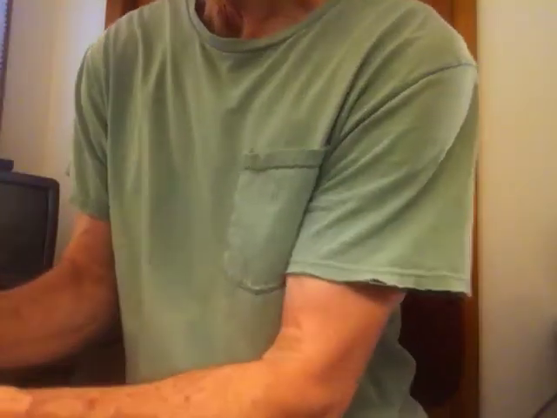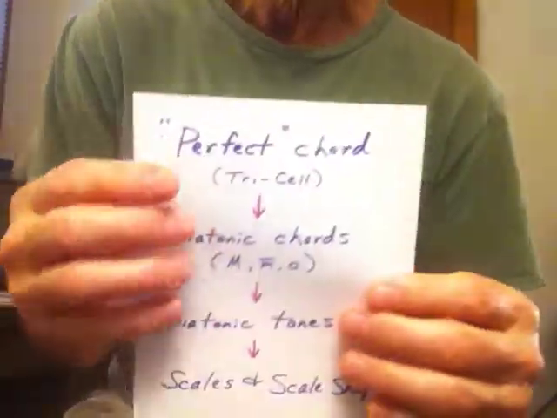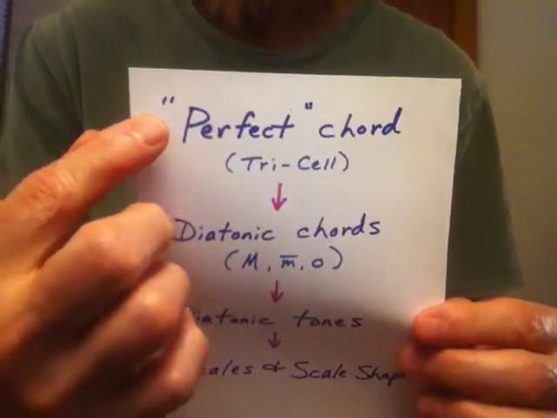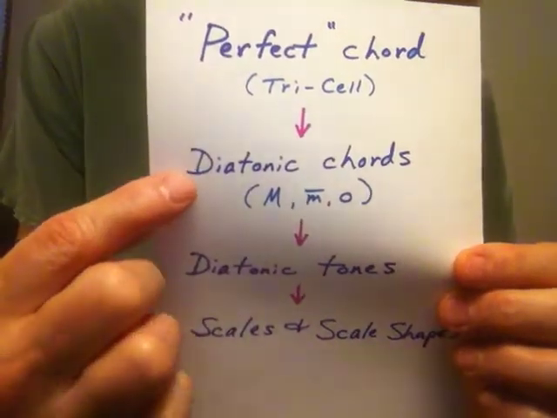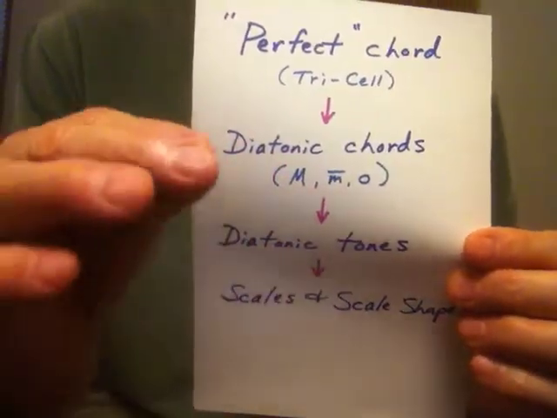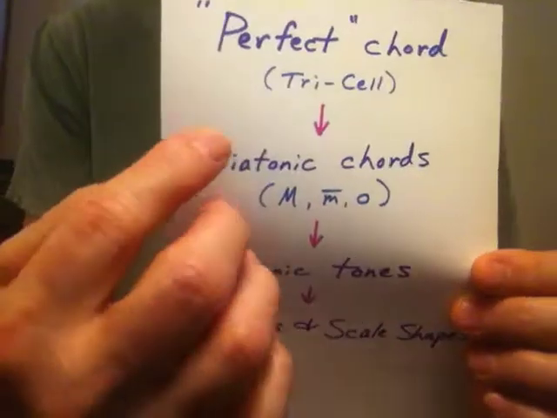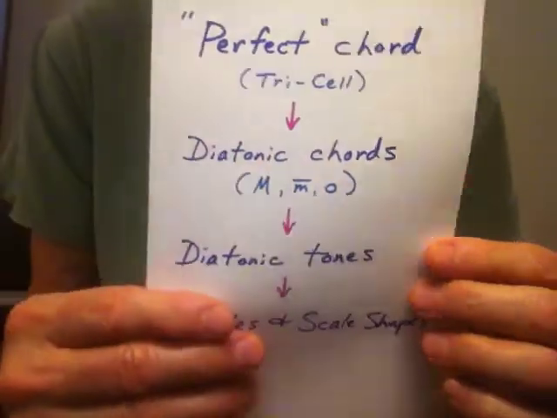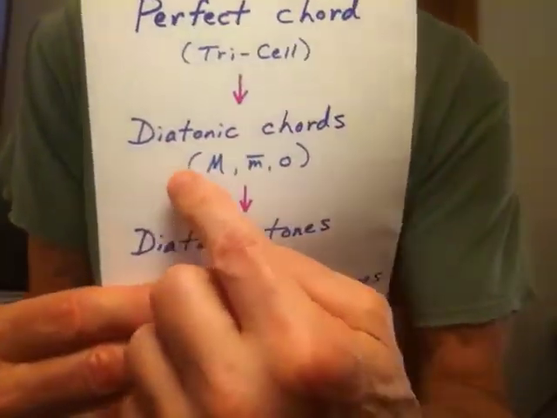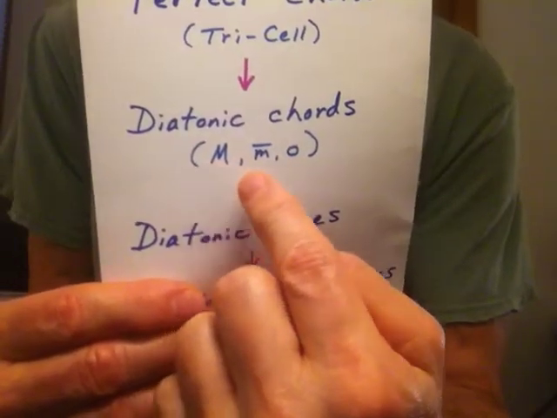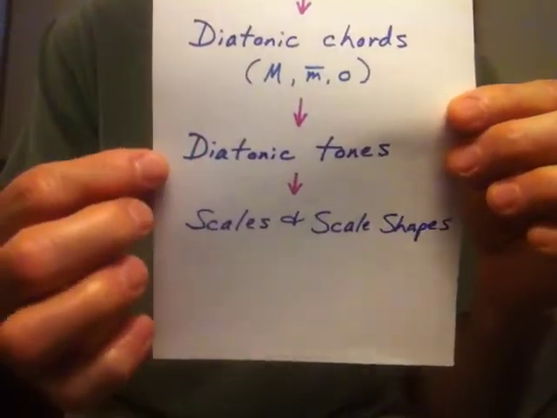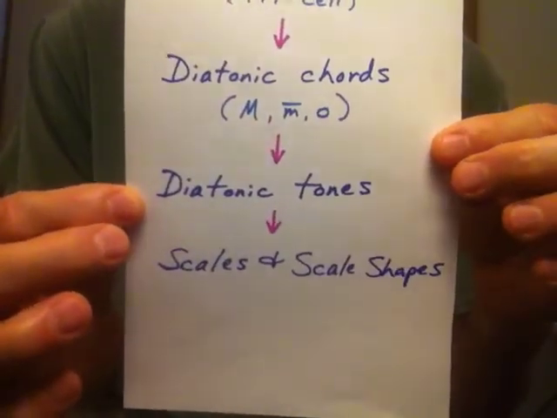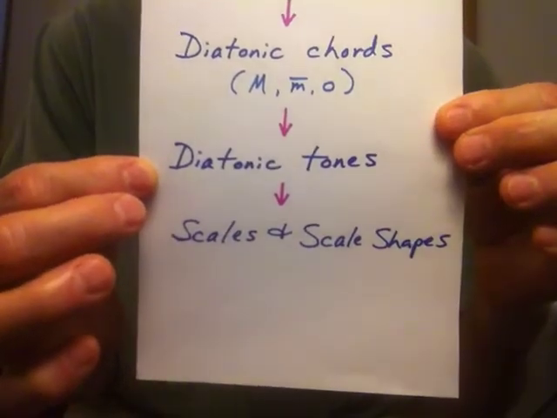You say, well, how is it useful? Well, if you take your perfect chord theory, it's just a theory, you have a tri-cell group of tones, and from that, you can get diatonic chords. From your regular diatonic scale, let's say C major scale, you map out your scale, and then you figure out your chords, whether they be major, minor, or diminished. And then from that, you get your diatonic tones, and then you get scale shapes.